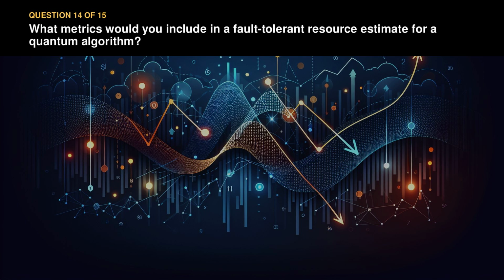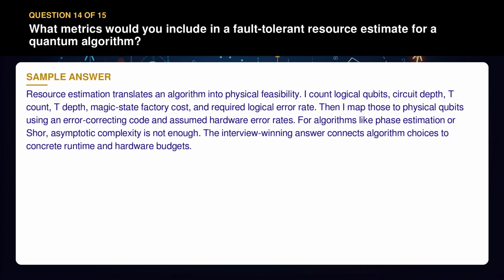Question 14. What metrics would you include in a fault-tolerant resource estimate for a quantum algorithm? Resource estimation translates an algorithm into physical feasibility. I count logical qubits, circuit depth, T-count, T-depth, magic state factory cost, and required logical error rate. Then I map those to physical qubits using an error-correcting code and assumed hardware error rates. For algorithms like phase estimation or Shor, asymptotic complexity is not enough. The interview-winning answer connects algorithm choices to concrete runtime and hardware budgets.